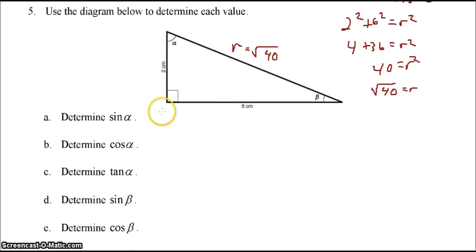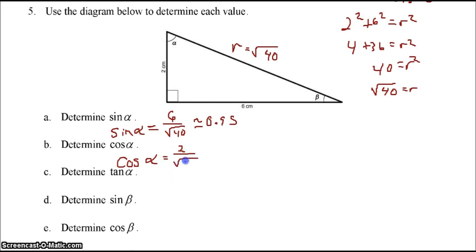Okay, so I'm going to use the basic opposite over hypotenuse strategy. Sine of alpha would equal the opposite, which is 6 centimeters, over the square root of 40, which is the hypotenuse. Opposite over hypotenuse. And we get about 0.95. Cosine of alpha, the adjacent side right next door over the hypotenuse, 2 over square root of 40, which is about 0.31. Tangent of alpha, opposite over adjacent, or 6 over 2, which is 3.